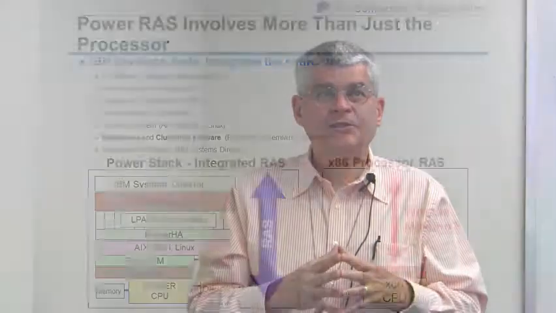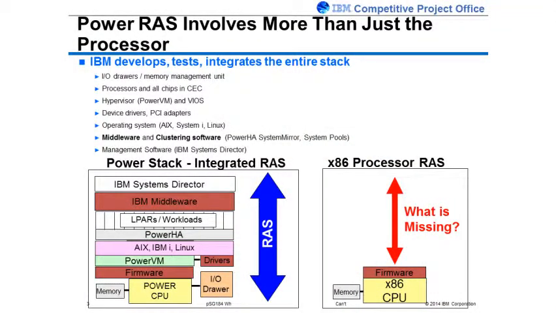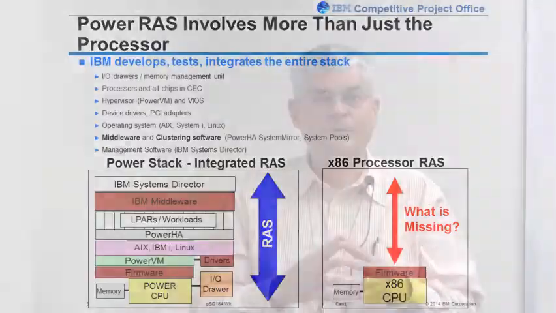And the reason for that is that the Power RAS strategy is built on a stack. We're able to control reliability, availability, and serviceability throughout the entire platform, which starts at the planar board, the Power CPU, up through the firmware, up through the hypervisor, PowerVM, into the operating system, and into the software above that. That cannot be said for the Intel platform, which only controls reliability, availability, and serviceability at the chip level, and that's all they can control. So again, this is one of the reasons why RAS is so high, availability is so high for the Power stack.